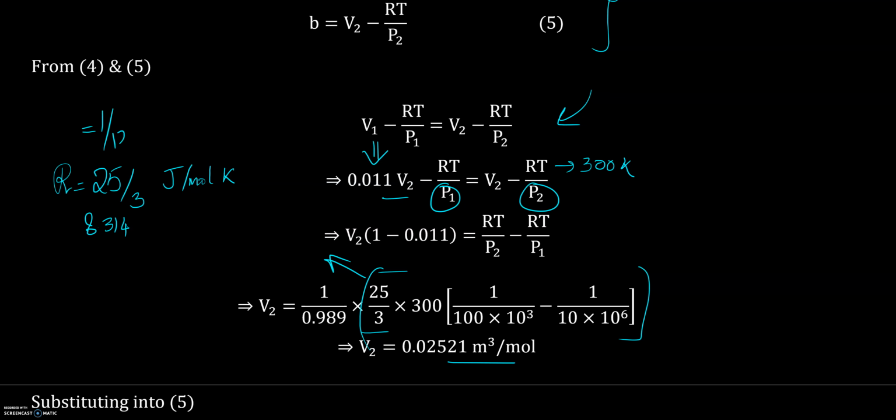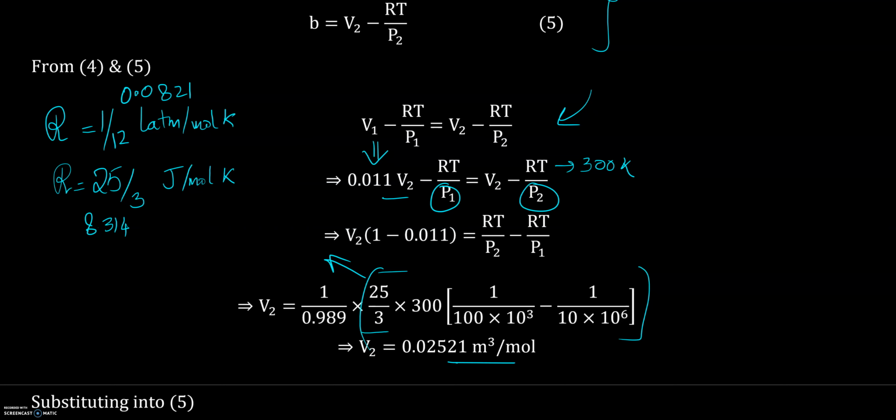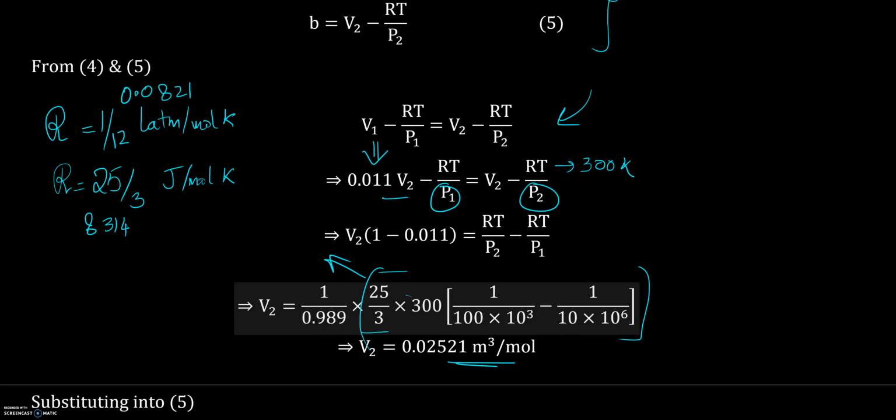If you're working with liter atmosphere per mole Kelvin, then also you can use a similar approximation, which is 1 by 12, which is very close to 0.0821. I like doing this. It makes life easy. So you can choose to do this, put the numbers and get this, or just leave it in this. I'll tell you why we did that.